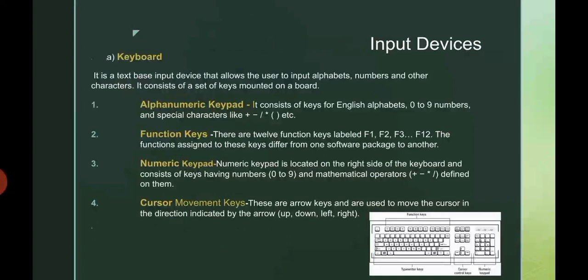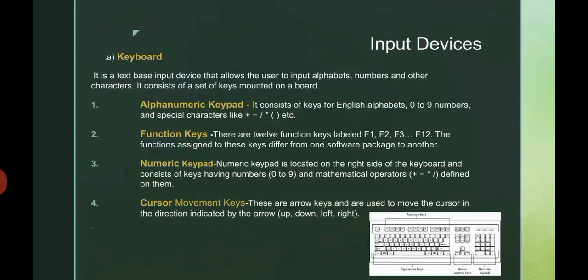So basically we are talking about the very first input device which is held by every computer device, the keyboard. It is a text-based input device that allows the user to input alphabets. Alphabets means A, B, C, D, E, F, G, numbers like 0, 1, 2, 3, 4, 5, 6 and other characters like plus, minus, divide, etc. It consists of a set of keys mounted on a board.